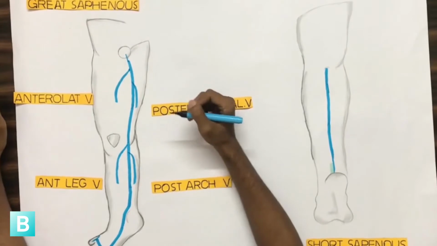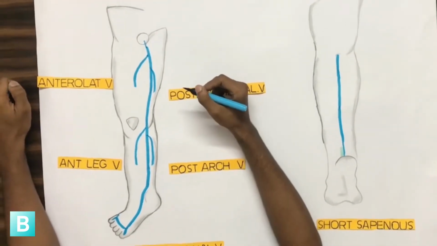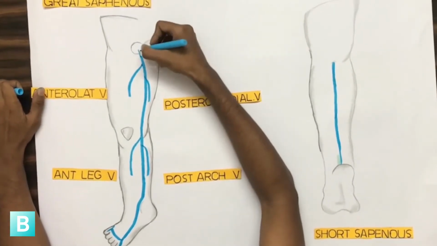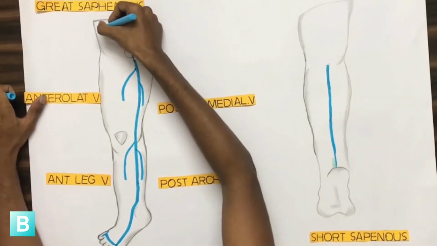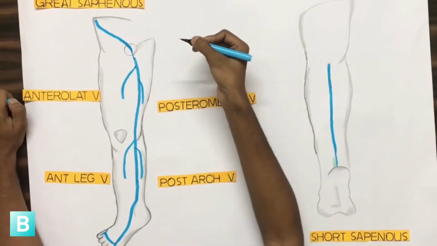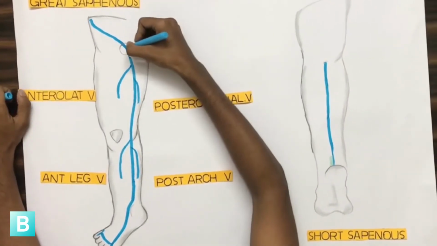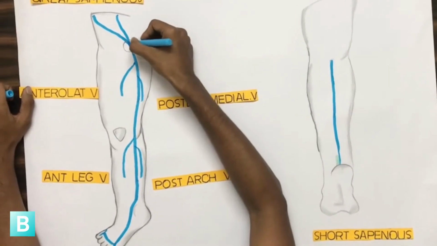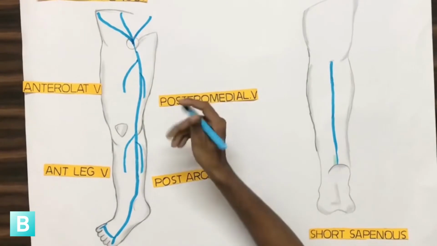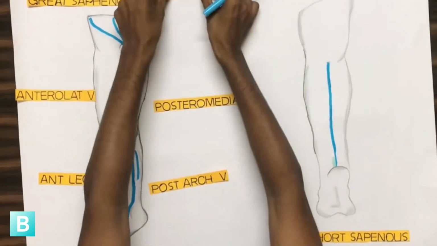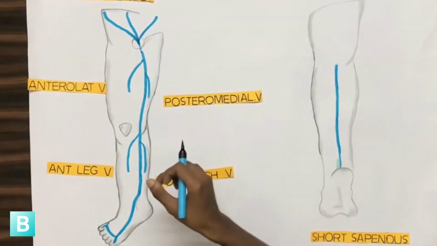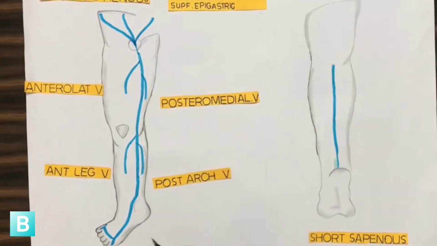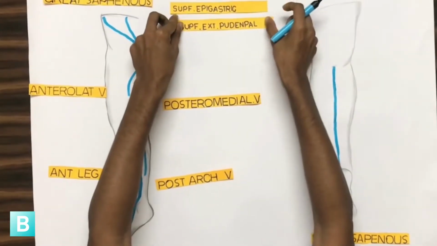Before piercing the cribriform fascia, the great saphenous vein gives three superficial tributaries. From the lateral to the medial side, we'll name them. The lateral most is the superficial circumflex iliac, the middle one is the superficial epigastric, and the medial most is the superficial external pudendal.